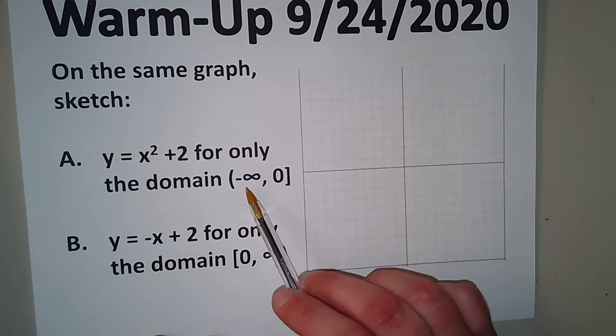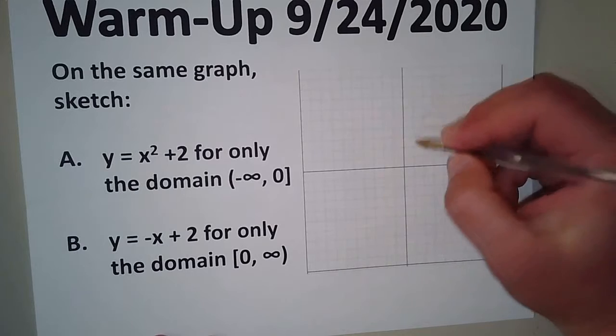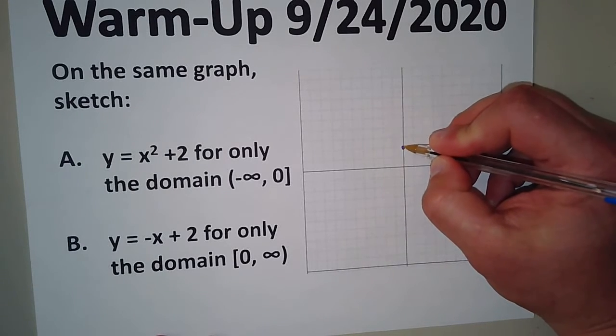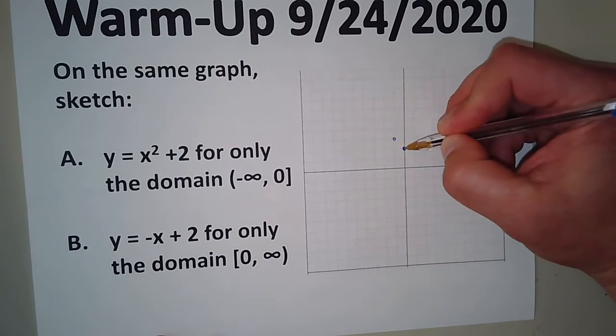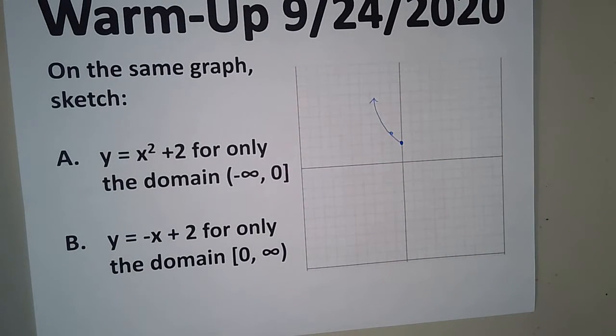But this problem says only graph it from negative infinity to 0, meaning our graph is going to stop at the vertex here, and then it's going to just be the U shape heading out like so. So we're only graphing like the left half of that graph. So that's all part A says to do.